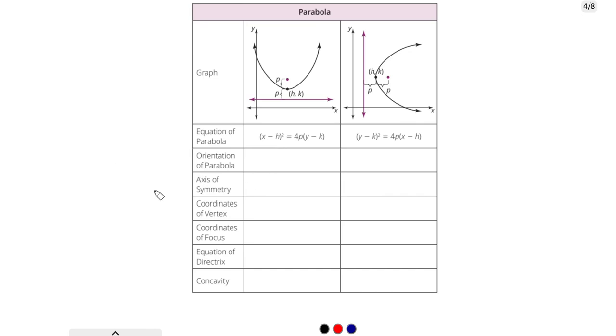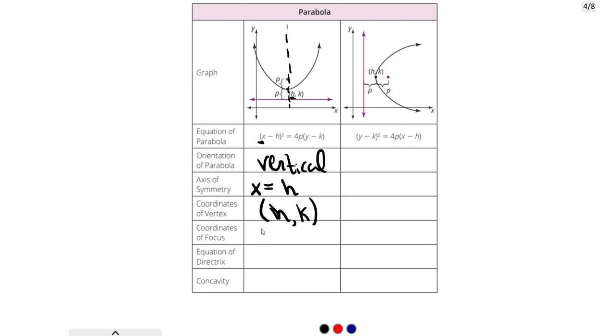So now let's talk about the overview. So the graph is opening up and down. That's when we had it squared. The orientation of the parabola is vertical. The axis of symmetry is that line that we can fold it across. So that's going to be this line here, which goes up and down. So that means it's x equals, well, the x value is that h. So x equals h. Our vertex was (h, k).